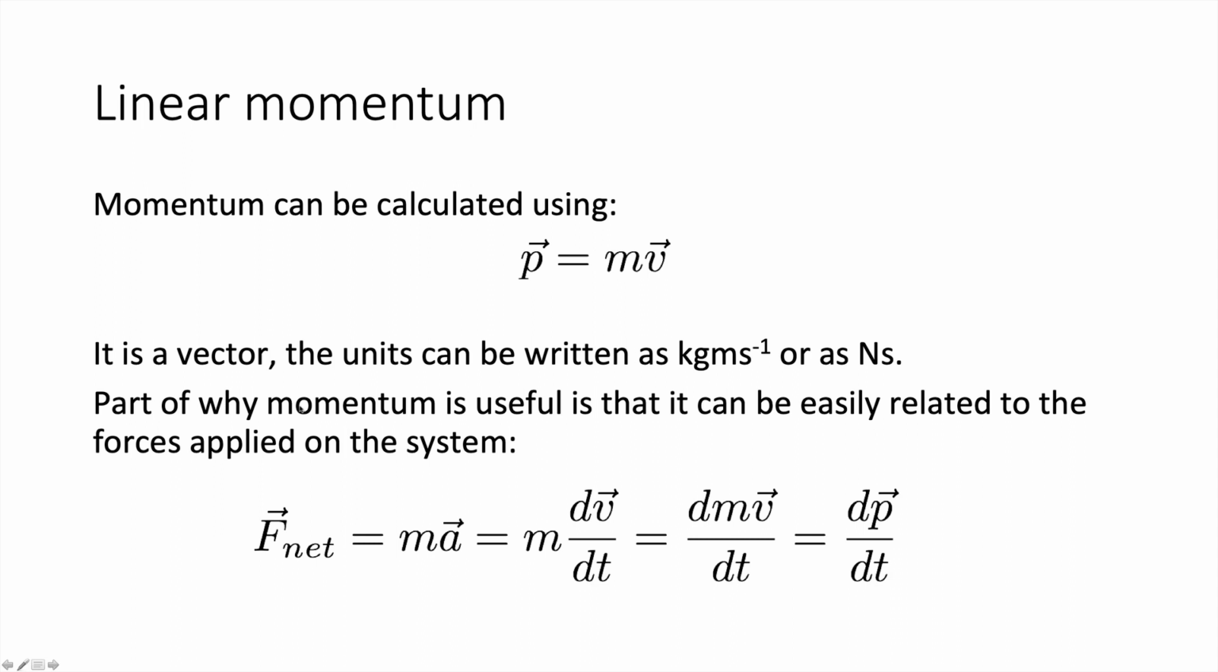So part of why momentum is useful is that it can easily be related to the forces applied to the system. So we know Newton's second law, the net force is equal to the mass times the acceleration, which is equal to the mass times the derivative of the velocity with respect to time. Now, as long as the mass isn't changing, we can put the mass up here with the velocity, and we end up with the net force is equal to dp dt, or just the derivative of the momentum with respect to time.